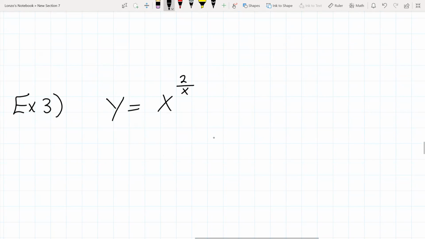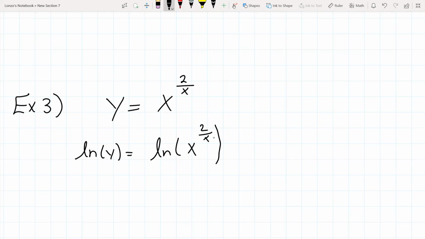Let's do example 3. Take the natural log of both sides. So this would be natural log of y equals, and then take the natural log of this, natural log of x to the 2 over x. Then on the right side, use your property of natural log to expand. You have a power, so put that in front of natural log. So it would be 2 over x ln of x, because this goes in the front and then you're left with x.